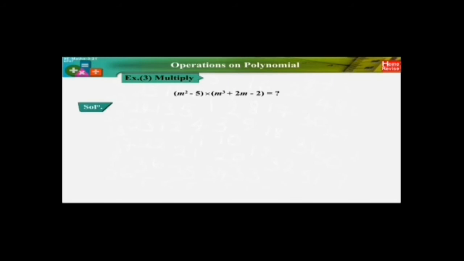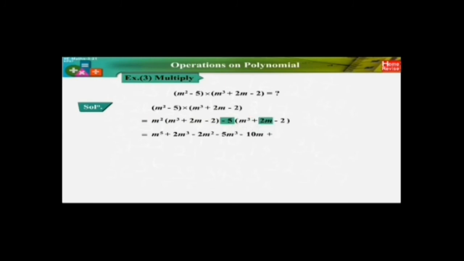Let's take another example. Multiply m^2 - 5 by m^3 + 2m - 2. So here, first we will multiply each term of the first bracket with the second bracket. So it will be m^2 multiplied by (m^3 + 2m - 2), minus 5 multiplied by (m^3 + 2m - 2). So it will be equal to m^5 + 2m^3 - 2m^2 - 5m^3 - 10m + 10.